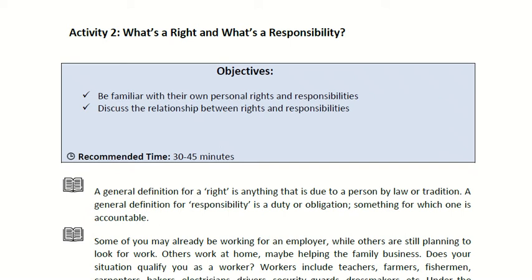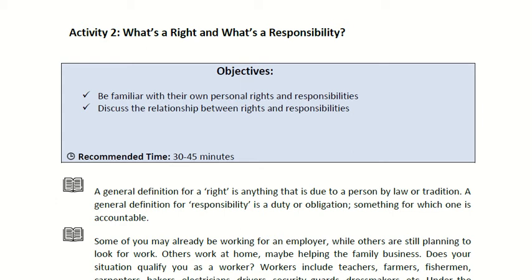Okay guys, dito tayo sa activity 2 of module 6 on rights and responsibilities of worker and employers. So activity 2 is all about what's a right and what's a responsibility. So ano nga ba ang karapatan at ano nga ba ang responsibilidad? No? So the objectives of activity 2 are the following.